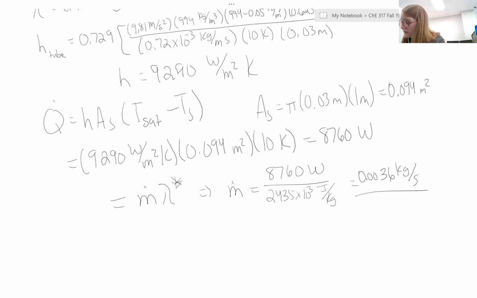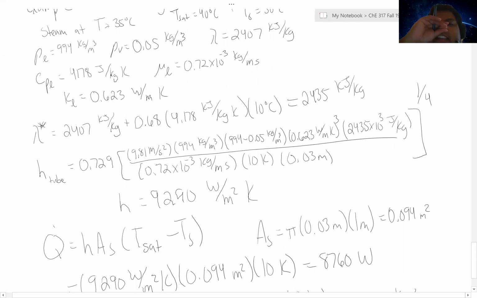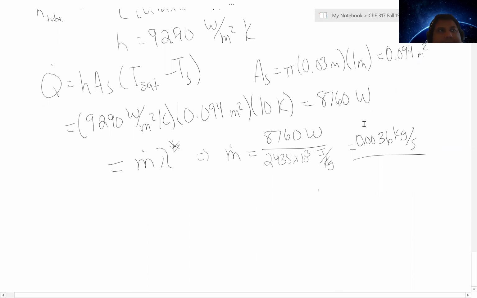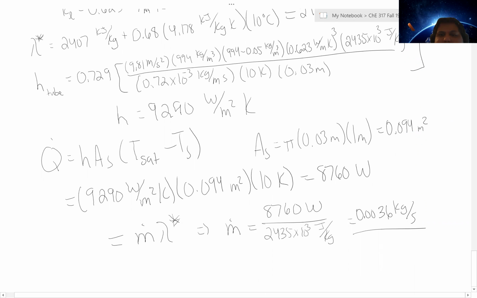When you got the density of your vapor, did you use it at the pressure of 7.38 kilopascals? Yes, which is why the density is so low. So any questions on this?